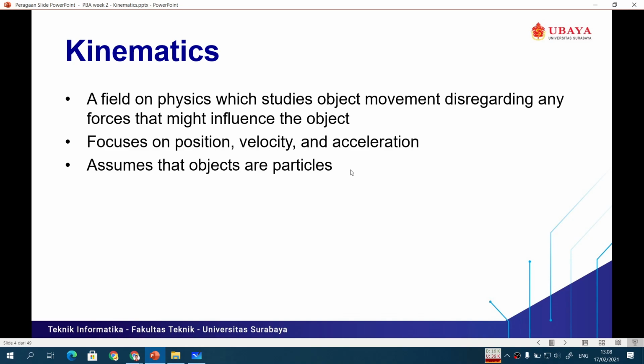Also, we will assume that objects are particles. So even if the equations later say that a car moves or a truck moves or somebody moves, we will assume that the car, the truck, and the people are particles, to simplify things further.